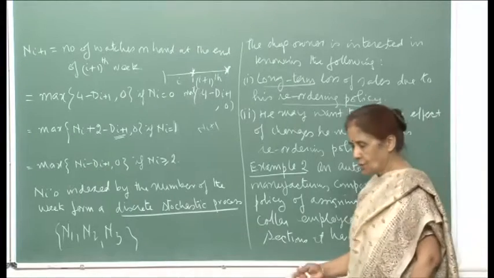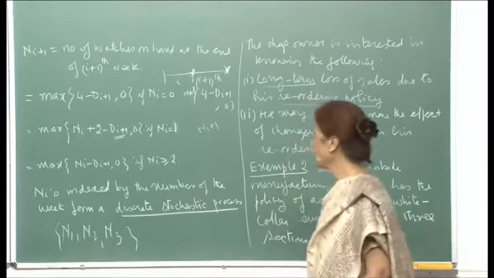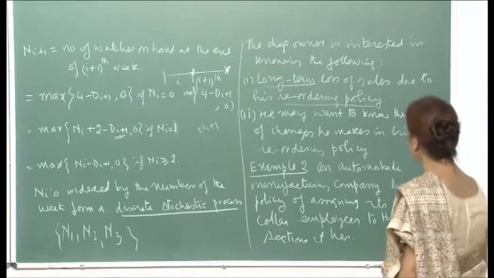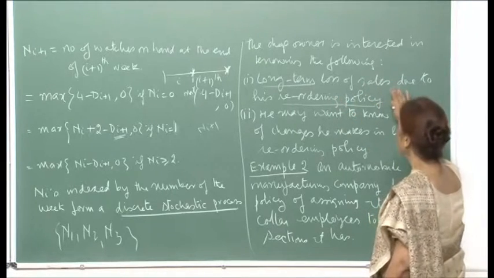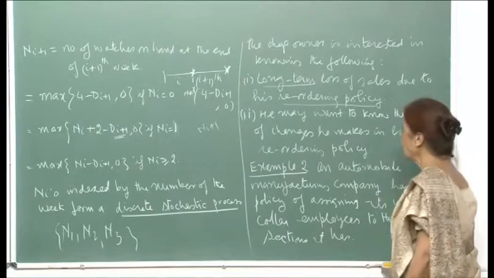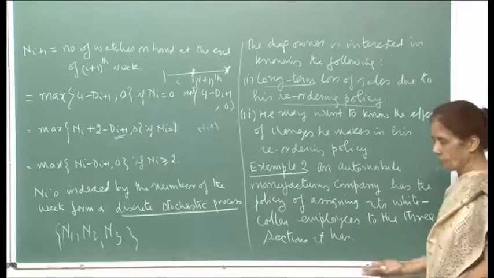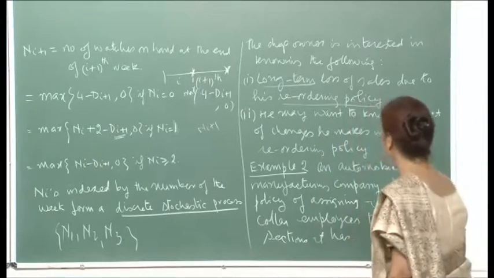When there are initially a lot of perturbations, you cannot really analyze or model such a situation. So therefore, it is a long term loss of sales due to his reordering policies, and then he may want to know if he makes any changes, how will that affect his revenues. Essentially, he is finally interested in the revenues that he gets.